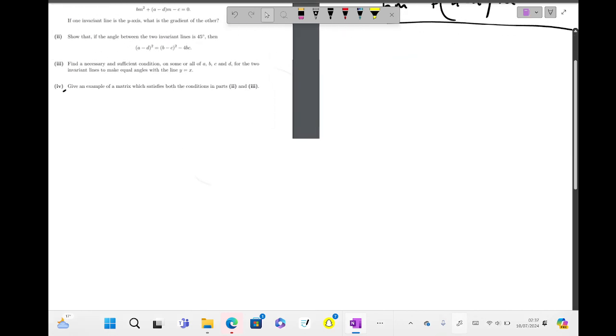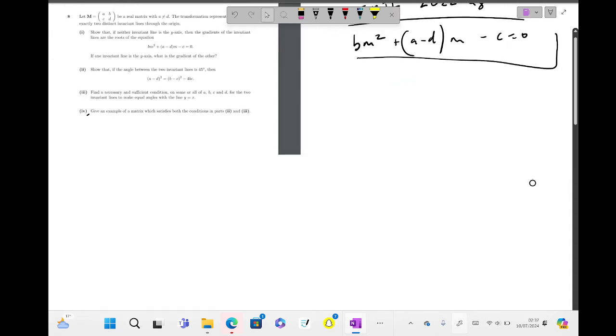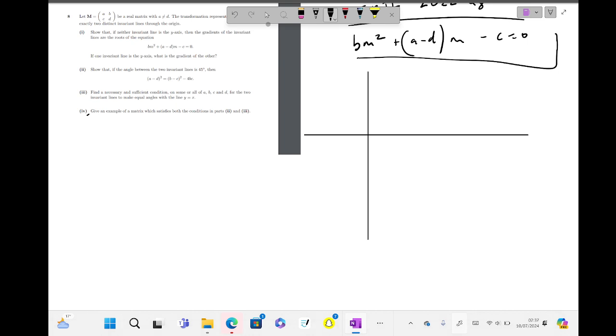It says find a necessary and sufficient condition for A, B, C, and D for the 2 invariant lines to make equal angles with the line y equals x. Okay. Cool. Let's again draw out the scenario. Always try and draw out the scenario if you can, because it will make it easier to visualize. It's a general scenario, so it doesn't matter how you draw these lines, as long as you label it properly. So let's start from the origin.